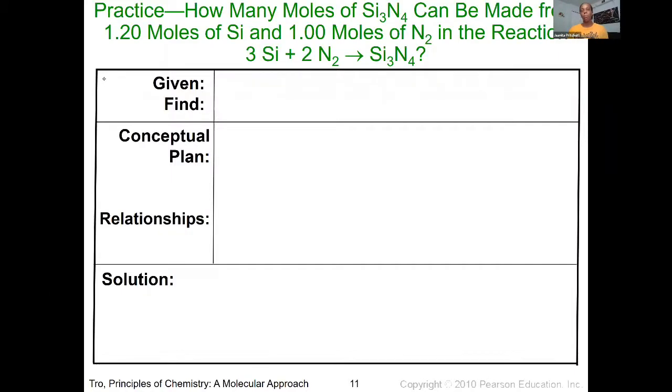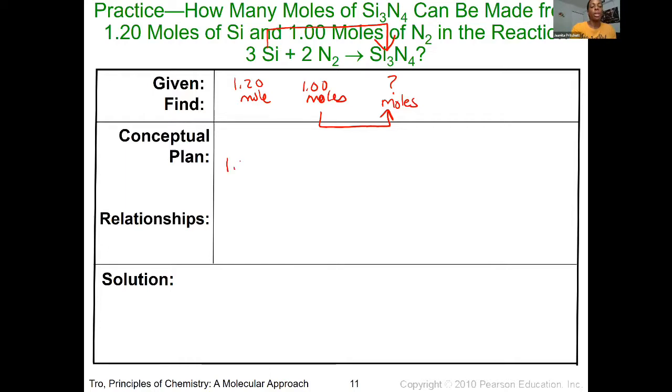Let's try this problem, for example. It says, how many moles of Si3N4 can be made from 1.2 moles of Si and 1 mole of N2 in the reaction? In this case, we're looking for moles of Si3N4. What we know is that we have 1.20 moles of the silicon and 1.0 moles of the nitrogen. As you can see, you have information about both of the reactants. Now, it doesn't say this is a limiting reactant problem. You need to deduce that because you have information about 2 of the reactants. You're going to want to solve this problem twice, with each one of those reactants as the starting point.